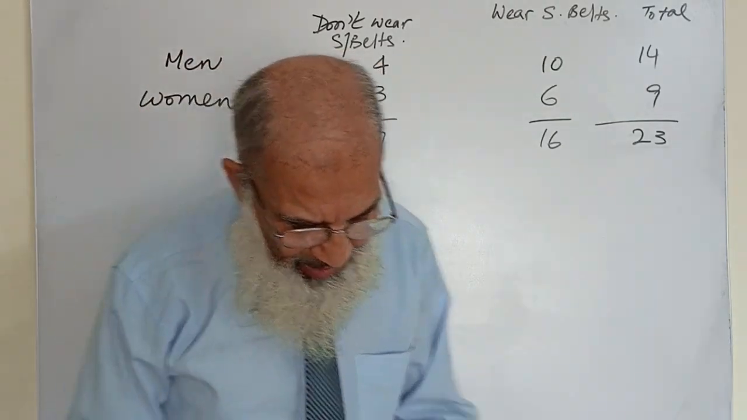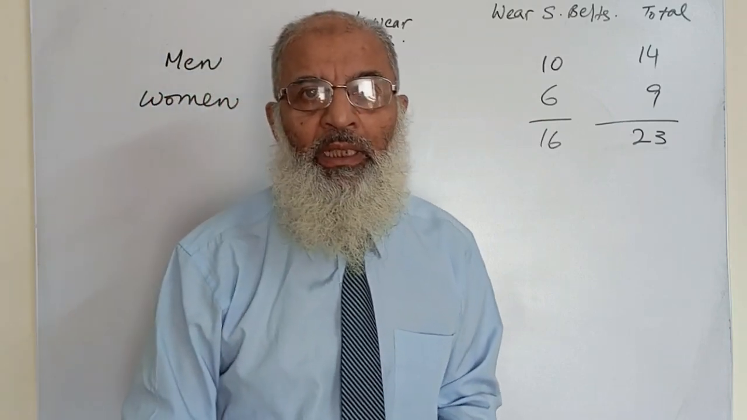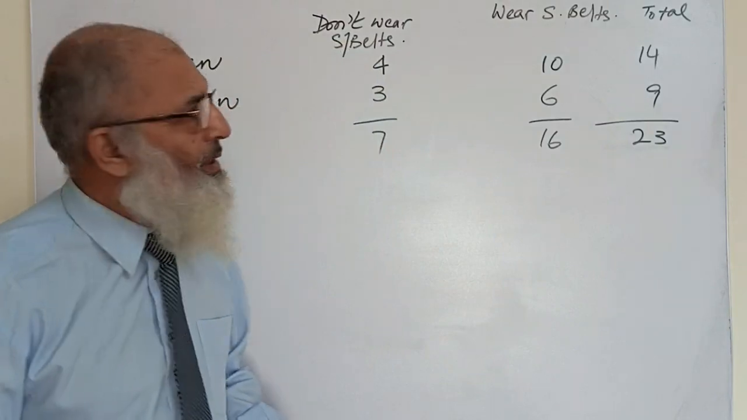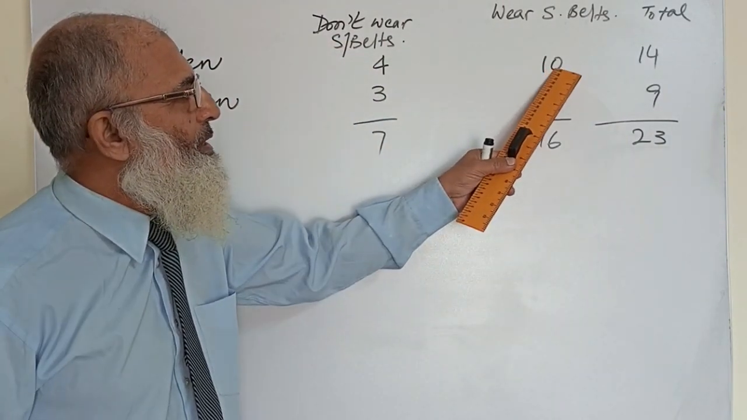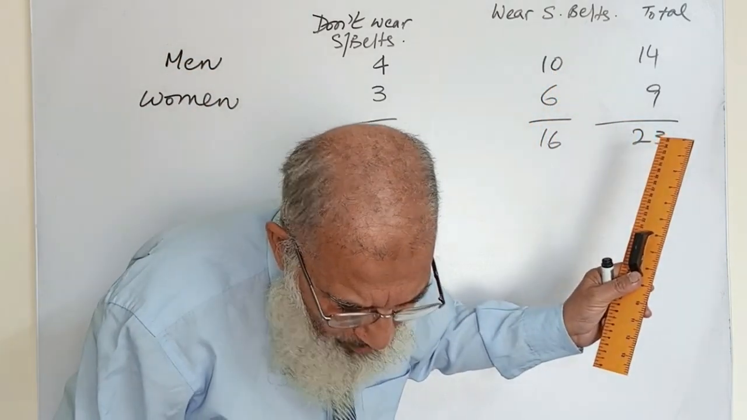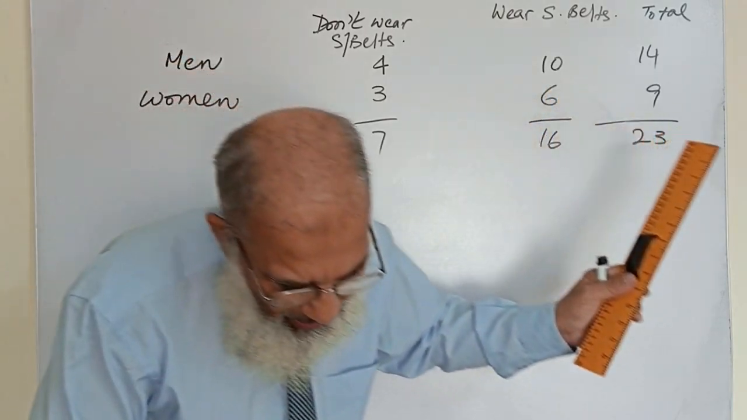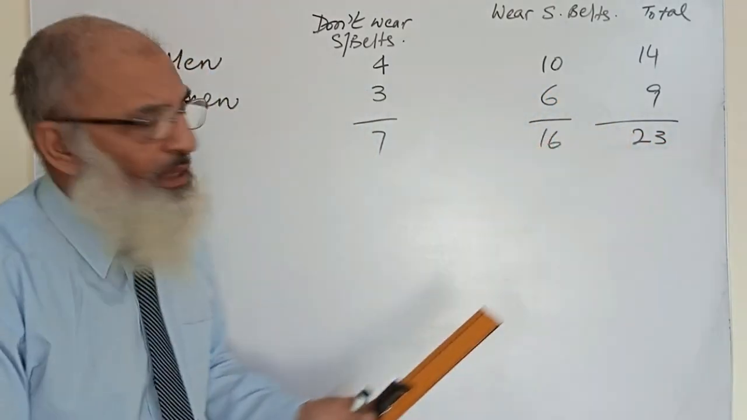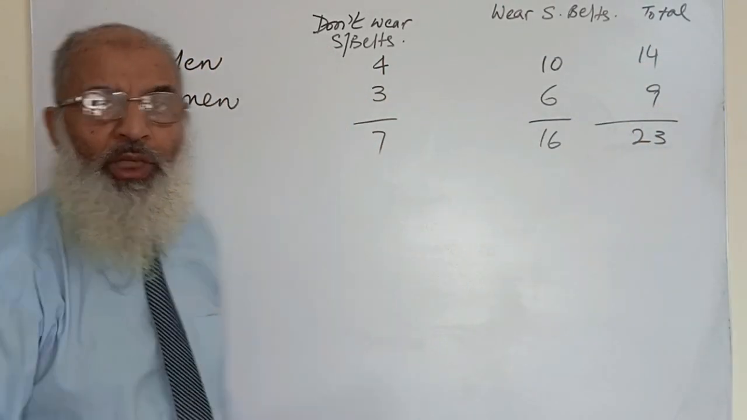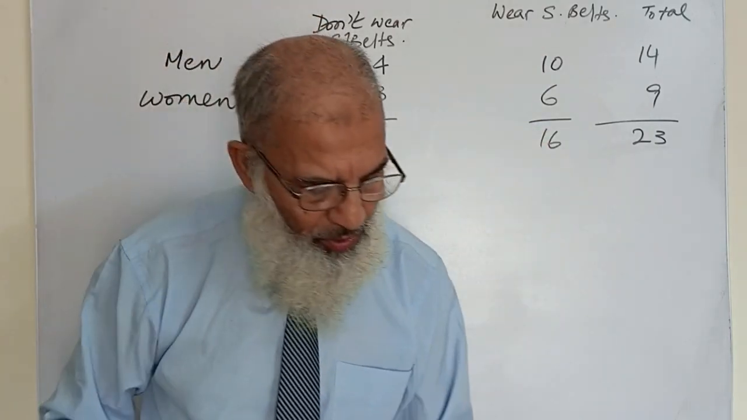Okay, now let me ask some questions about this table. How many men were wearing seat belts? 10 men were wearing seat belts. How many women? 6 women were wearing seat belts. How many men were not? And similarly for not wearing and the totals. You can ask many questions from this short table.